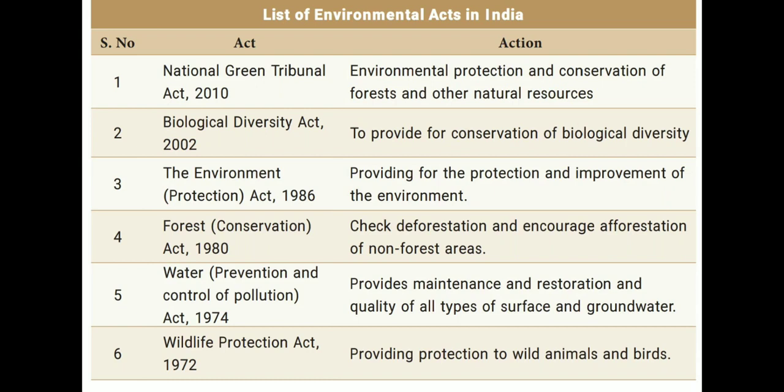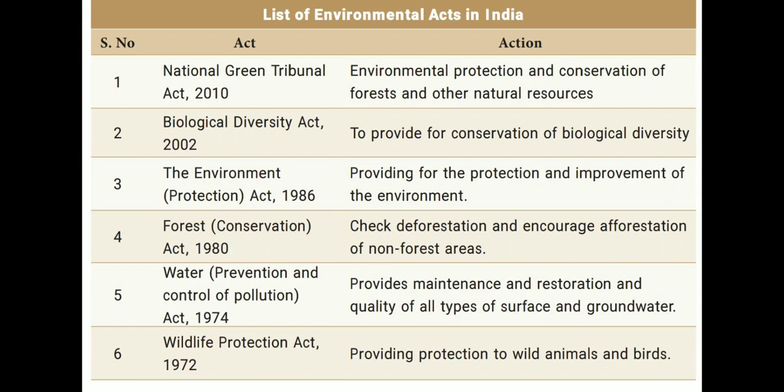Next, the 1986 Act, that is the Environment Protection Act. What was the action? Providing for the protection and improvement of the environment. Next, fourth one, 1980. The Forest Conservation Act was passed. According to this act, what was the action taken? They want to check deforestation and encourage afforestation of non-forest areas, like desert areas, where they want to plant more trees.